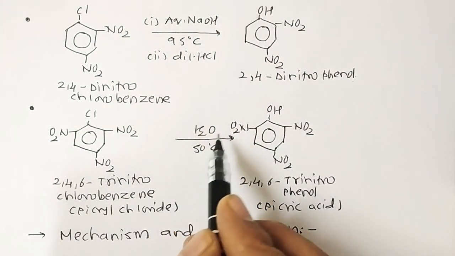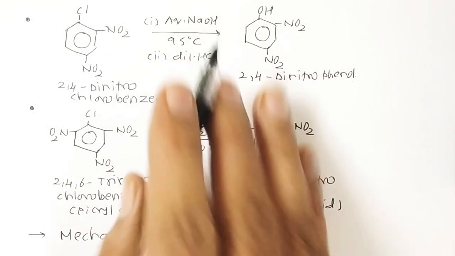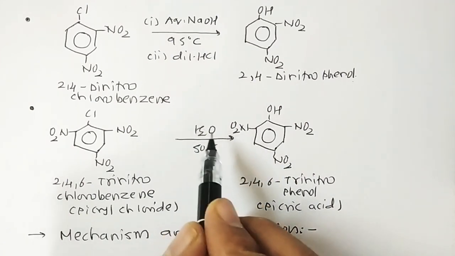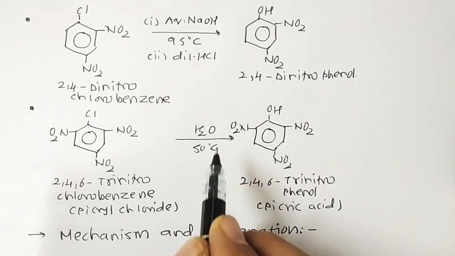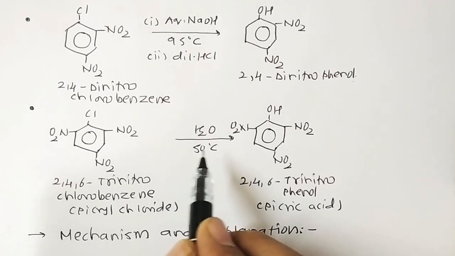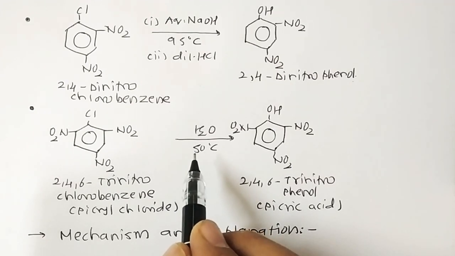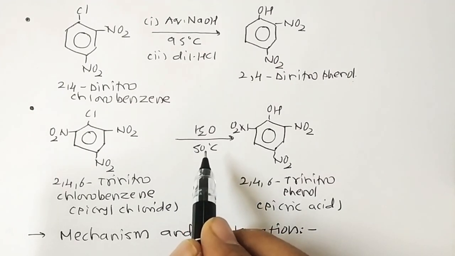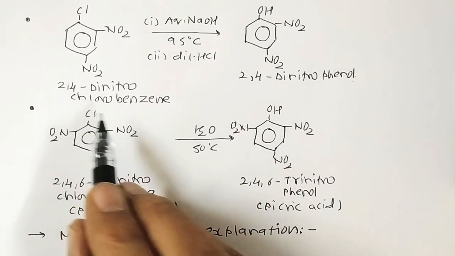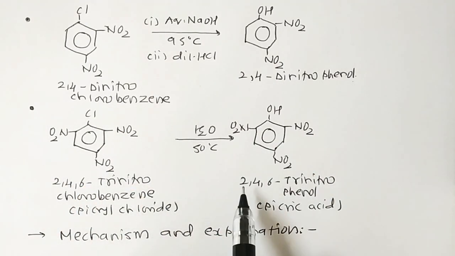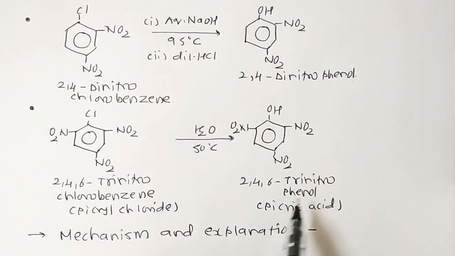So only water, not aqueous NaOH, because we know the self ionization of water also produces OH minus, and at too low a temperature. Normally, almost warm water at 50 degrees centigrade is required. At that time chlorine is displaced with OH and we get the product 2,4,6-trinitrophenol, or sometimes it's called picric acid. Other name is picric acid.